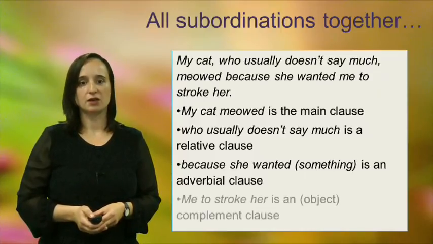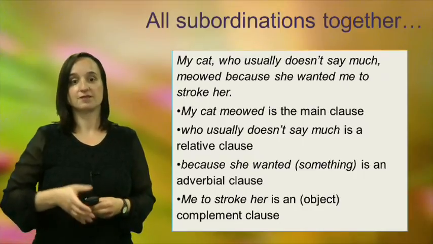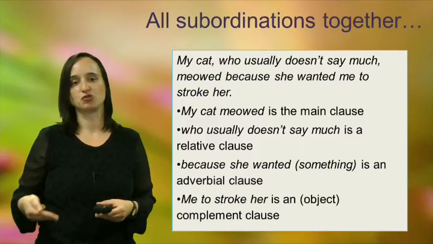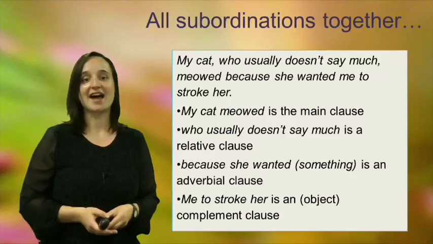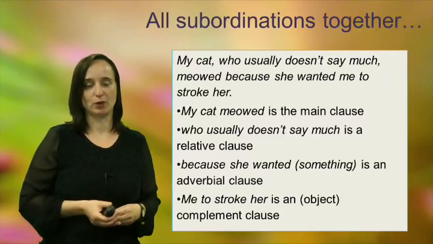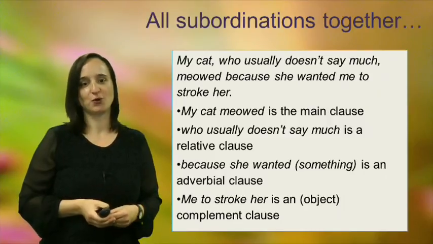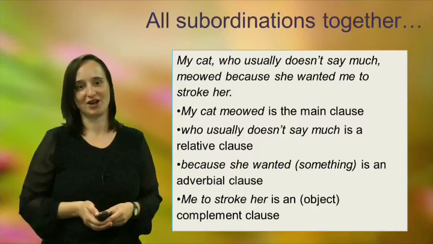And then finally, we've got an object complement clause. Because she wanted something, this something is me to stroke her. So she wanted it. But what this me to stroke her does is it acts as an object in our adverbial clause, in a higher ranking clause above. So in this case, we've got all three examples all in one.